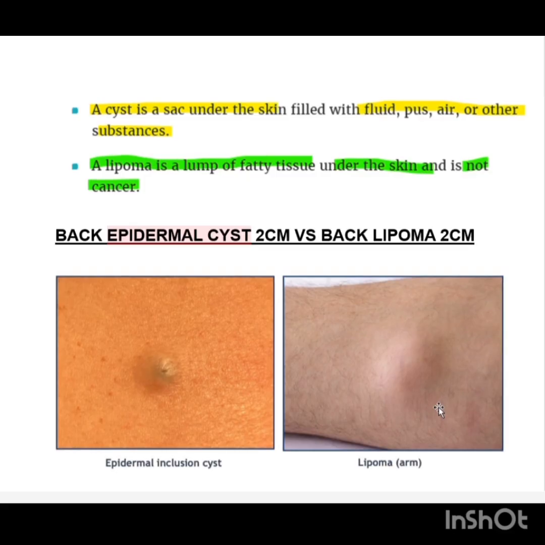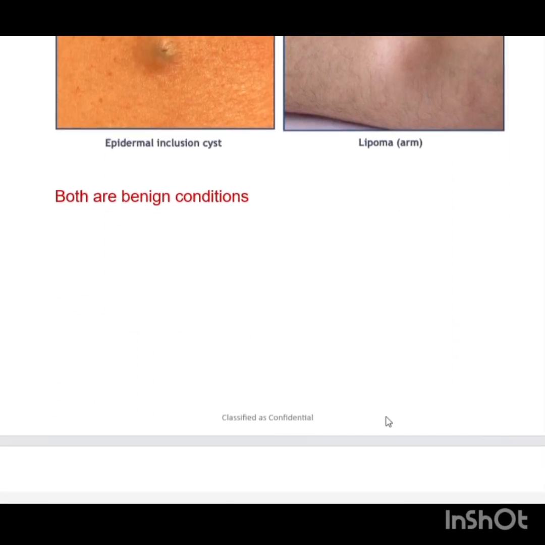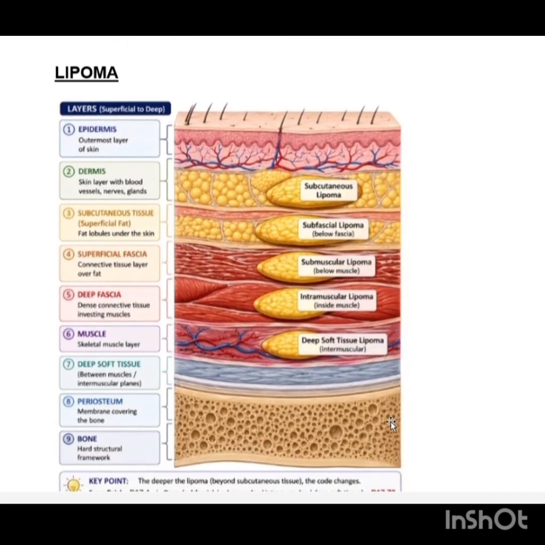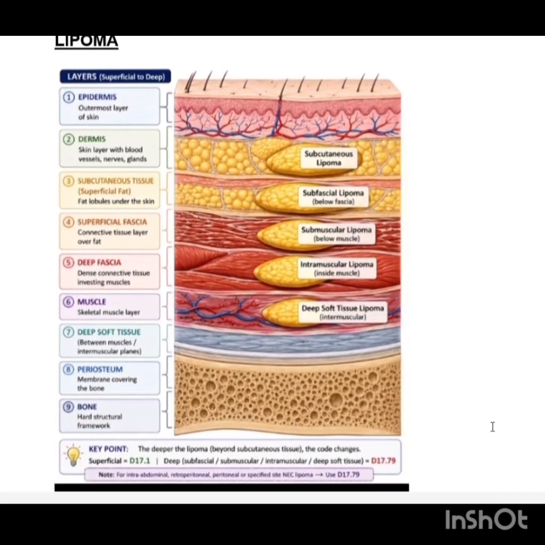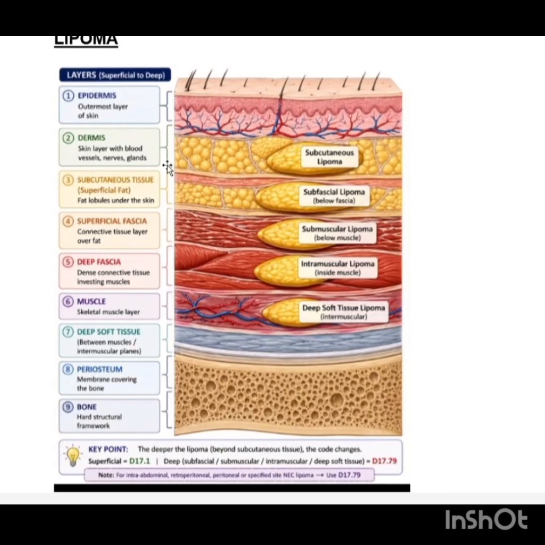Okay, both are benign conditions, not malignant, basically not cancer. So here is a list of places where lipoma can be found. So I have told you many times, so this is the epidermis, the skin which we see, we touch. Then comes the dermis. Then this is the subcutaneous part, the subfacial part. So the lipoma can be present in this subcutaneous area.